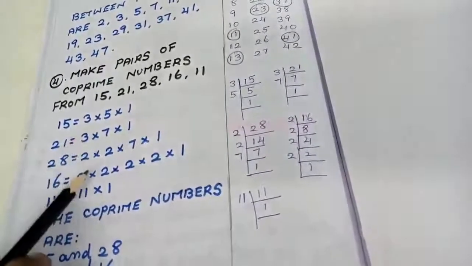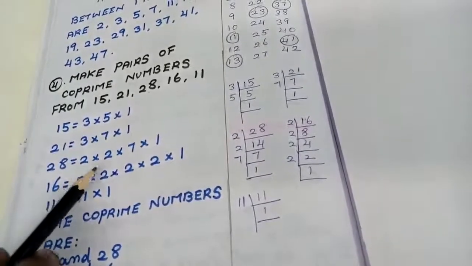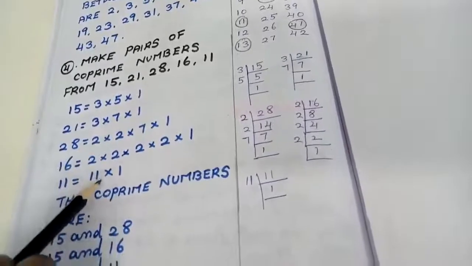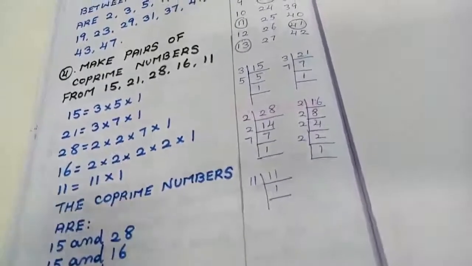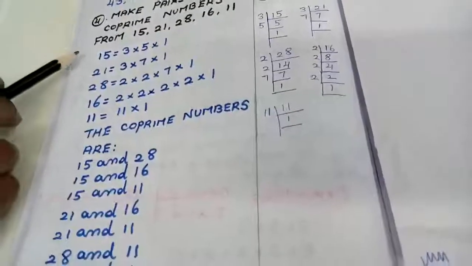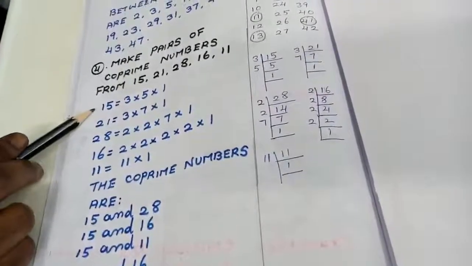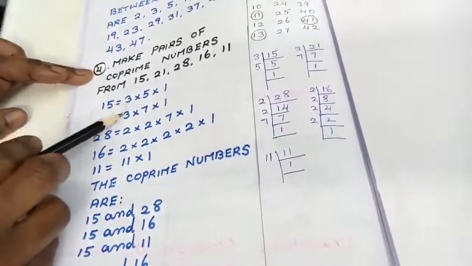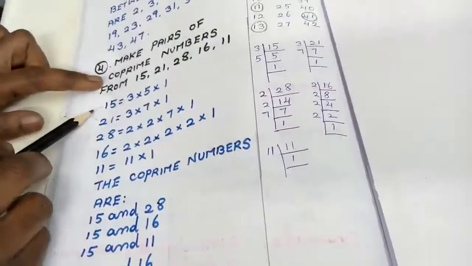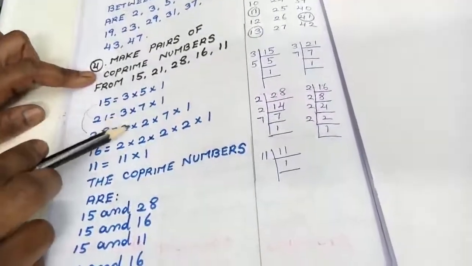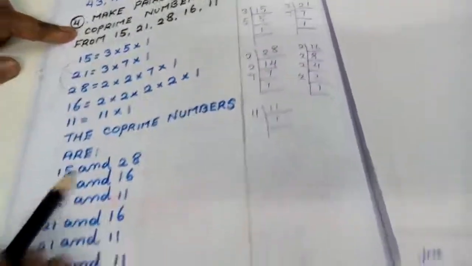I'll be splitting in the form of prime numbers, so you will not have any composite number. You have to be careful in this place. So how to form a co-prime number pair? Just take the number 15 first. 15 I am going to compare with 21. If you see, the number 3 is repeated, so I cannot pair. Then 15 I am going to compare with 28. Except 1, nothing is common. So 15 and 28, they will get matched.